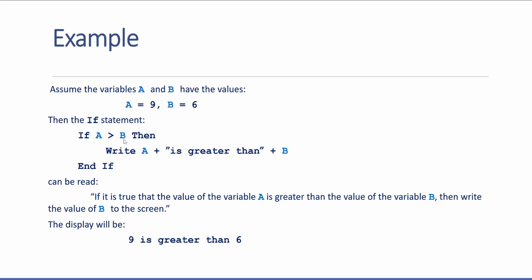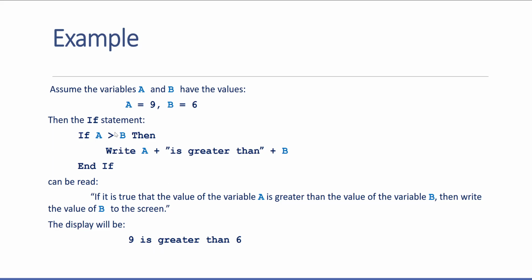If we look at our if statement, our condition here is if A is greater than B. So we look and see, is A greater than B? The answer here is yes. So this evaluates to true. And if this expression is true, then we execute the lines inside this block. Write A is greater than B. So the output would be 9 is greater than 6.